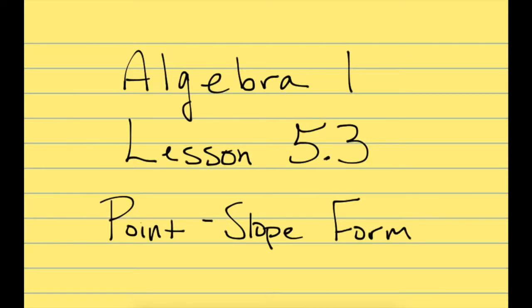Today we're learning to use point-slope form of a line. Now it differs from slope-intercept form in that instead of using the y-intercept, it uses any point on the line. The problem with this form is that every line has an infinite number of points on it.